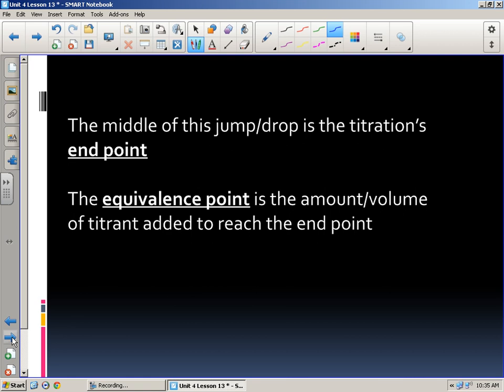So the middle of that drop or sharp rise is the endpoint, and the equivalence point is the volume required to reach that endpoint. Make sure you know those two things, of course. And we labeled them on the graph for you, and we're going to do that over and over again here today. We're going to label those on the graph for you.